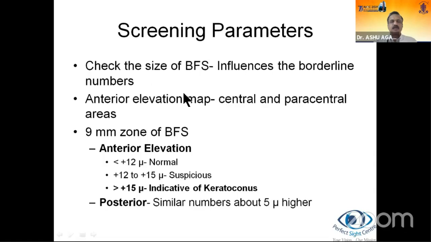So coming specifically to the screening parameters, we check the size of the best fit sphere, because this influences the borderline numbers. If it's an 8 mm best fit sphere, the numbers would be different compared to the 9 mm one. And then we look at the elevation map, the central and the paracentral areas. In the 9 mm zone best fit sphere, the anterior elevation, the highest point should not be more than 15 microns, because then it is indicative of keratoconus. Less than 12 is normal, and anything between 12 to 15 is suspicious. In the posterior map, the numbers are similar, about 5 microns higher. For instance, for keratoconus indication, it would be 20 microns or more in the posterior map.